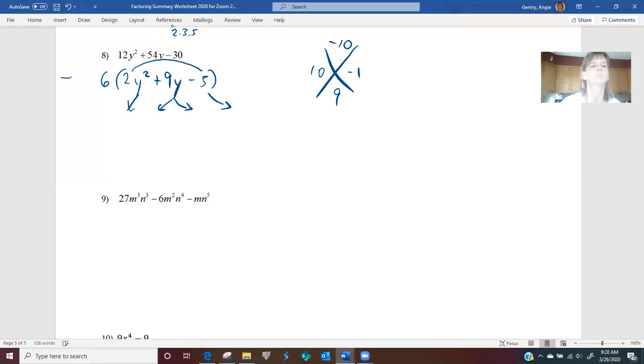This piece here is a part of my final answer. Do not forget it. What I usually do is I just bring it down into the final answer, or you can make it like this. That way you can work within brackets. I'm going to put the 10 near the 5.